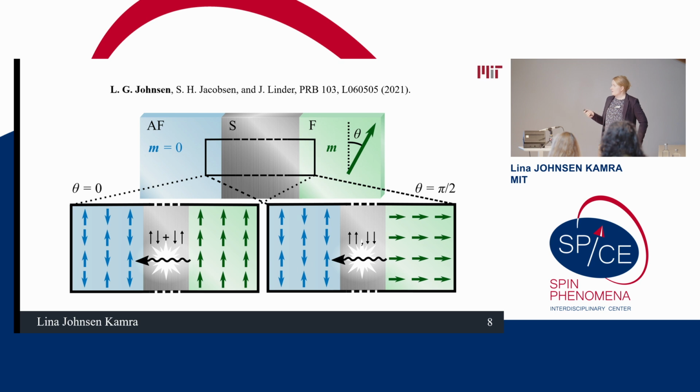The first work that we did on this topic was looking at an antiferromagnet superconductor ferromagnet hybrid, where we looked at the triplets created from the ferromagnet and how they were affected when they reached the interface with the antiferromagnet. We showed that whether you have the spins in the ferromagnet parallel to the Néel vector or perpendicular to the Néel vector makes a difference.